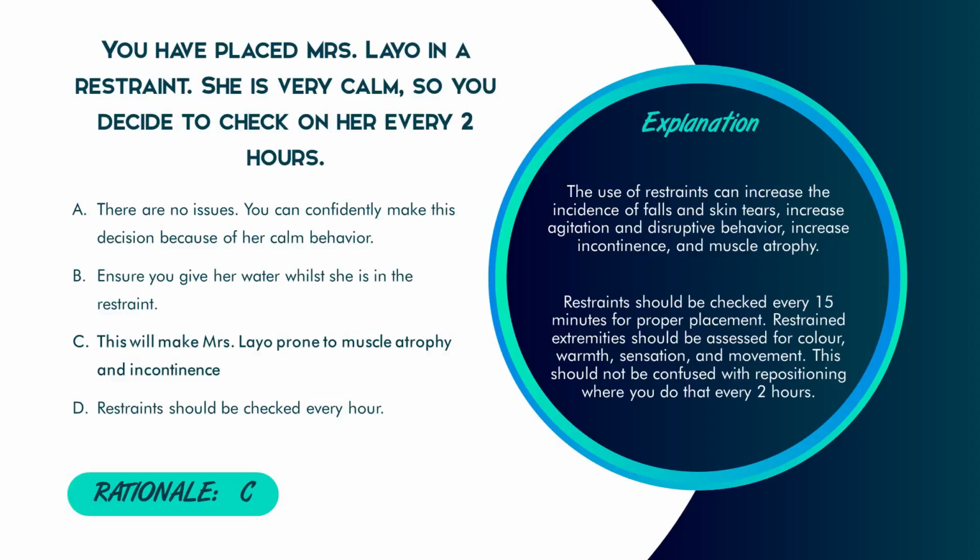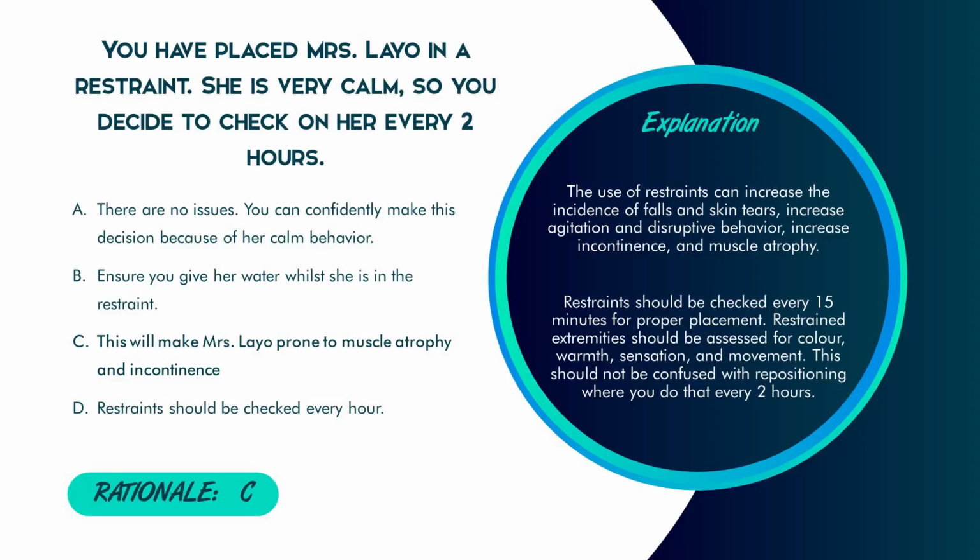All these things are things that we need to watch out for. That's why we make those 15-minute checks. Restraint should be checked every hour. Again, wrong answer. It's every 15 minutes. You also assess for other things such as color, warmth, sensation, and movement. So once you see any issues, please inform the nurse right away.